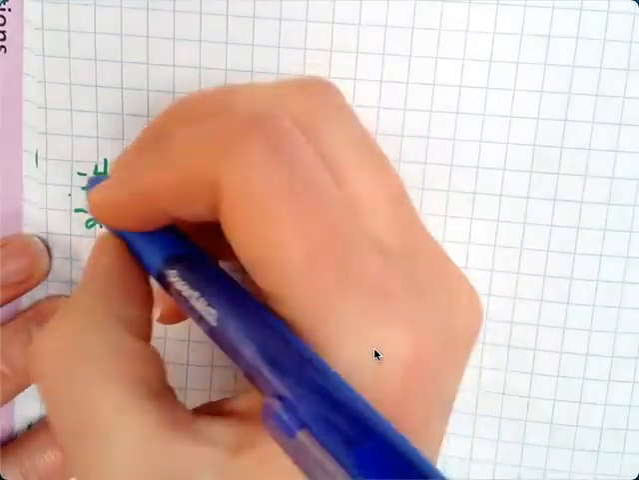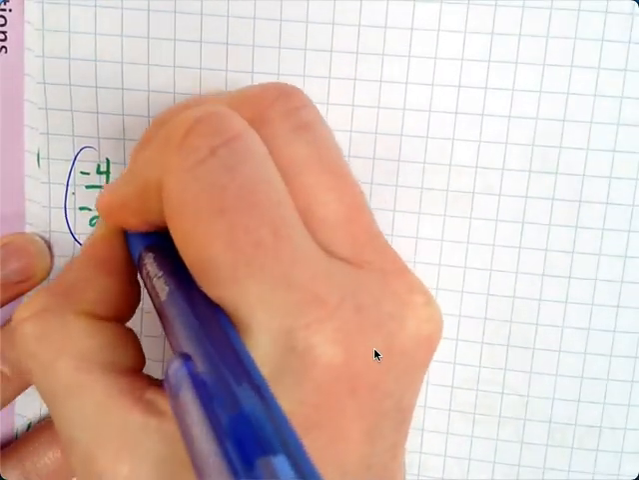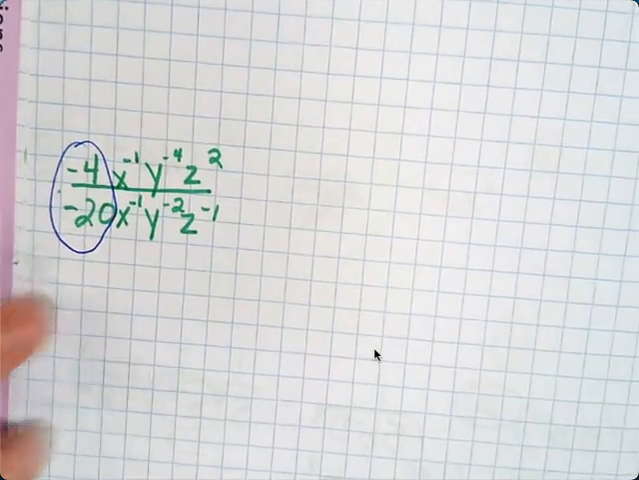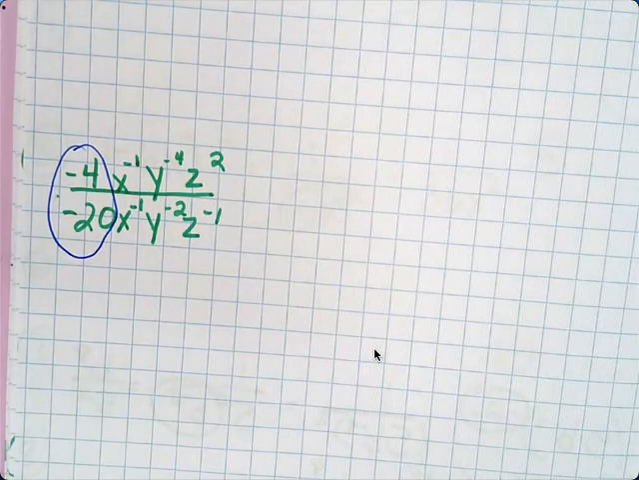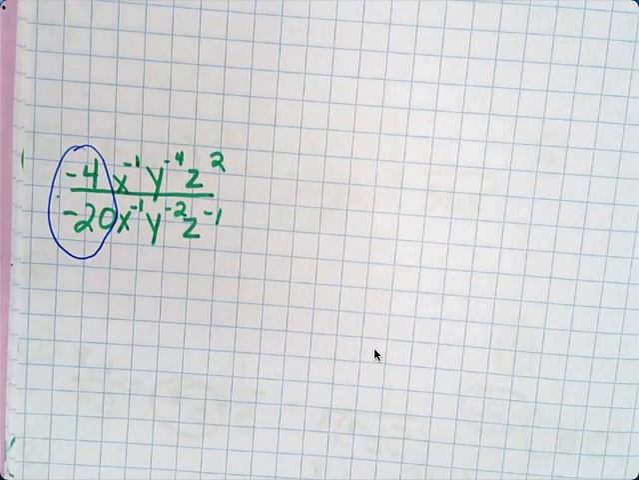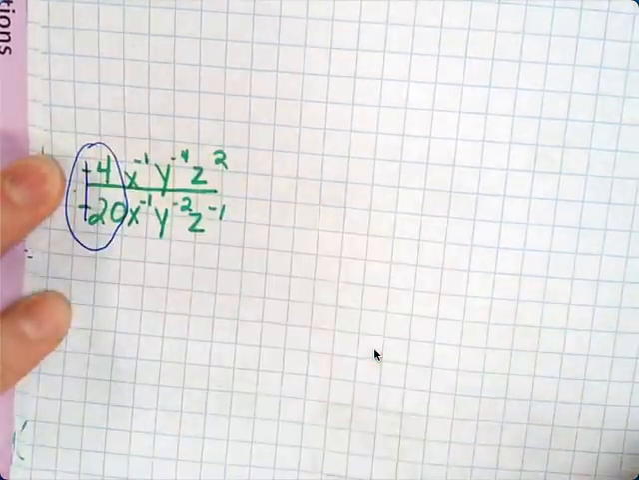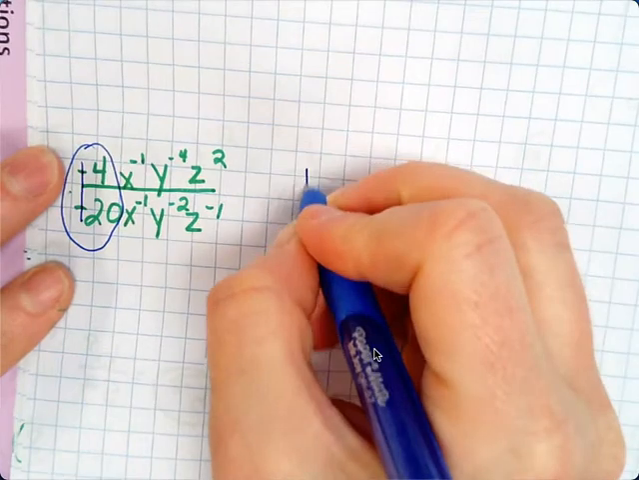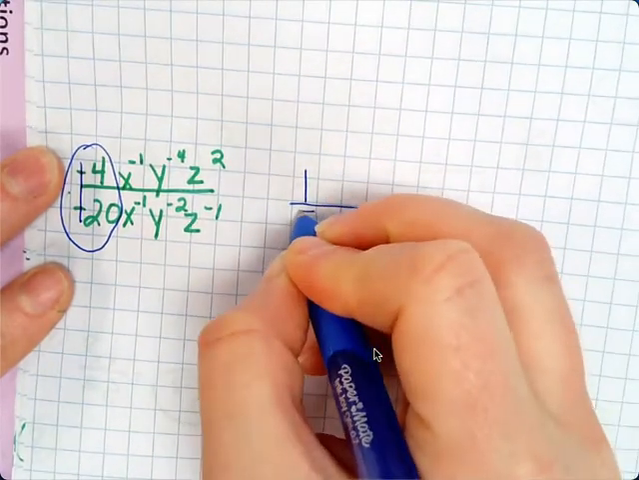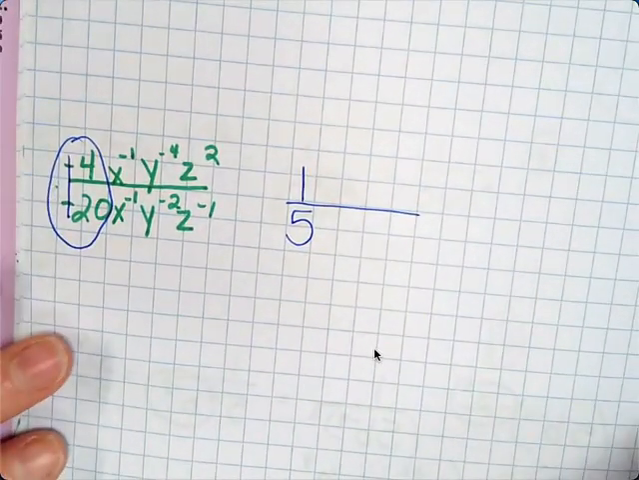All right, so let's deal with the constants first. So we have -4 over -20. Negative and negative become positive. 1/5. Okay.